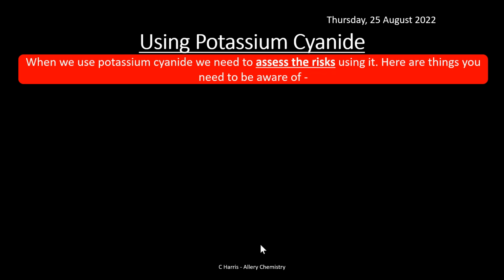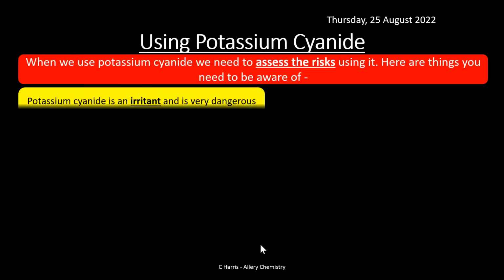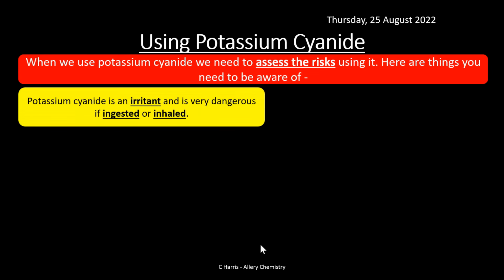So when we use potassium cyanide, as I mentioned before, we need to assess the risks of using it. It can be quite risky. So just to make you aware of it from a practical position. Obviously, potassium cyanide is an irritant. You've got to be really careful when you're using it. You've got to wear gloves.